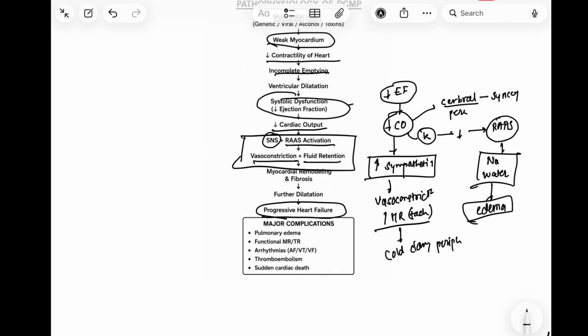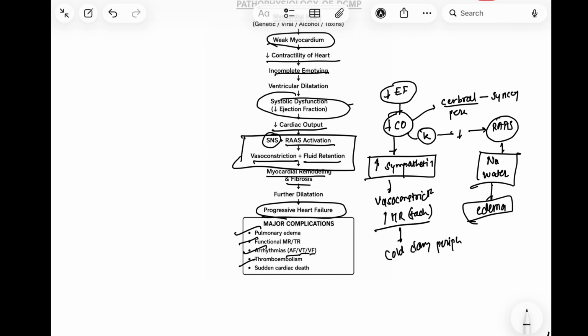One thing also to remember is the key point about myocardial remodeling and fibrosis. Dilated cardiomyopathy results in myocardial remodeling and fibrosis, which results in progressive heart failure. The complications we can get are pulmonary edema, functional MR, and arrhythmias like AF, VT and VF. Though these arrhythmias are more common with HOCM, we can still get them in DCMP as well. Also there is thromboembolism and sudden cardiac death, right?